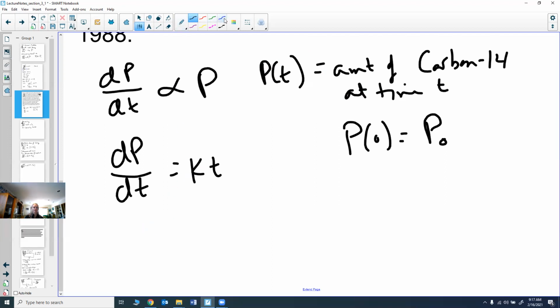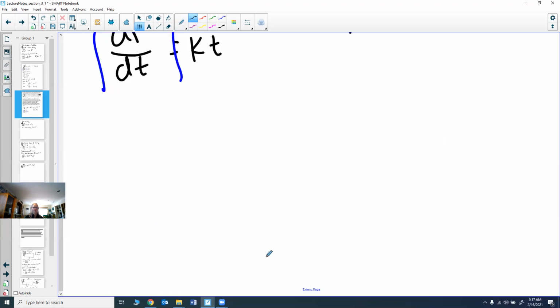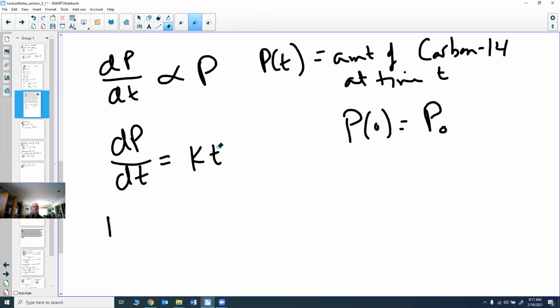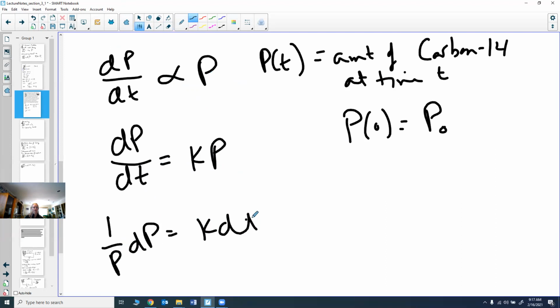All right, so again, this is a separable differential equation. So we take the integral of both sides. And we already know what this is, but we're going to do it anyhow. Whoops, I need to separate it first. So let's separate it first before I take the integral of both sides. I wrote this wrong. That's why I thought it was separable already. It is dP/dt equals k times P. I don't know why I wrote a t there. So 1 over P dP is equal to k dt.